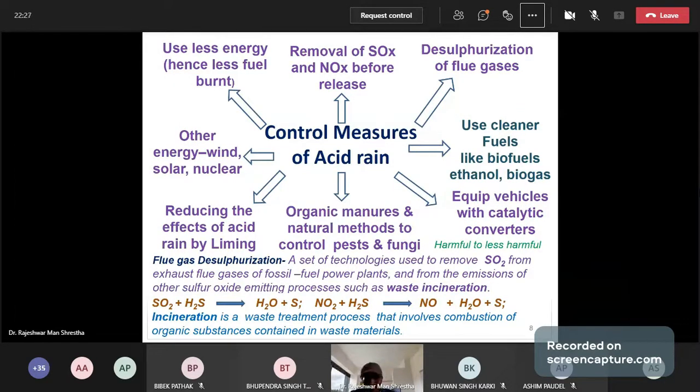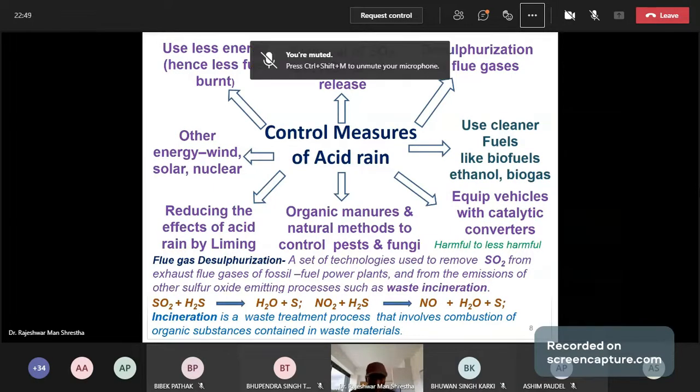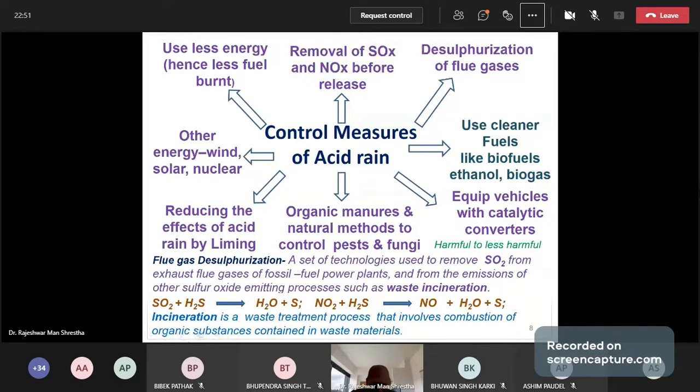Then I will say, flue gas desulfurization is the set of technologies used to remove SO2 gas from exhaust flue gas. When fossil fuels are burned in power plants, SO2 gas is released, and removal of that SO2 gas from the exhaust gas is known as desulfurization. In this way, SO2 gas changes into sulfur on treatment with hydrogen sulfide, H2S gas. In this way, the more harmful gas changes into less harmful gas by reduction.